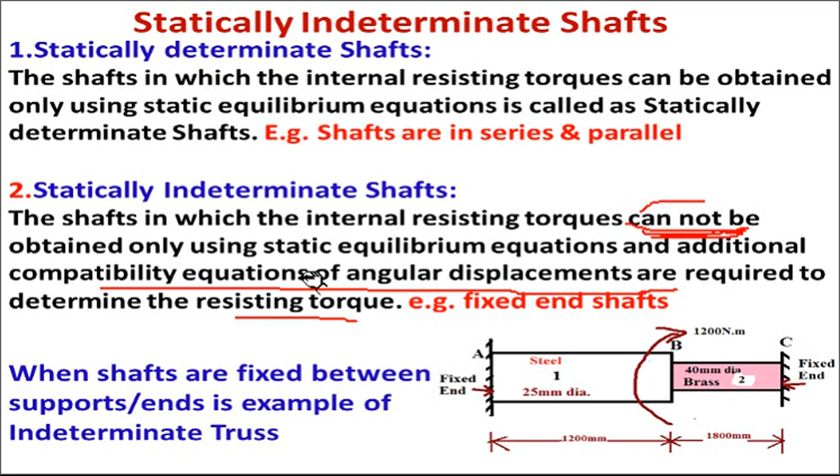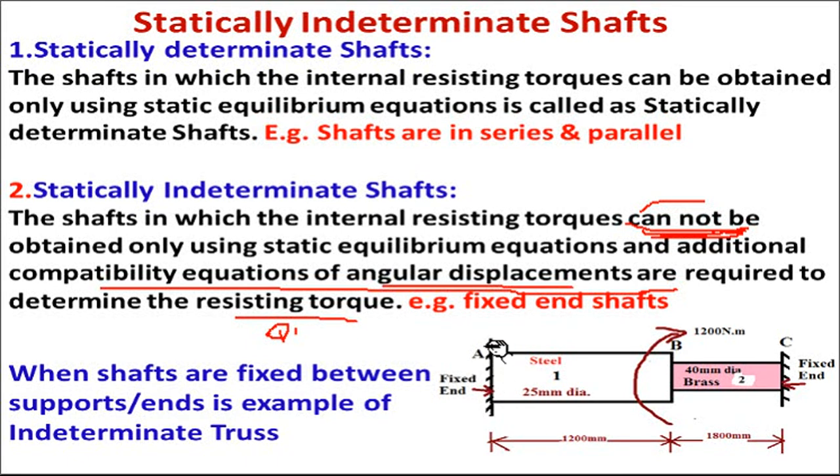So to solve that, we need to add compatibility equations of angular displacement. Angular displacement is nothing but theta 1, theta 2, theta 3, depending upon the number of shafts connected together. Now see, this is the figure given. It shows a statically indeterminate shaft. How is it indeterminate? You can see both the ends are fixed. When one end is fixed and one end is free, that comes under the statically determinate category. We have already solved that problem.